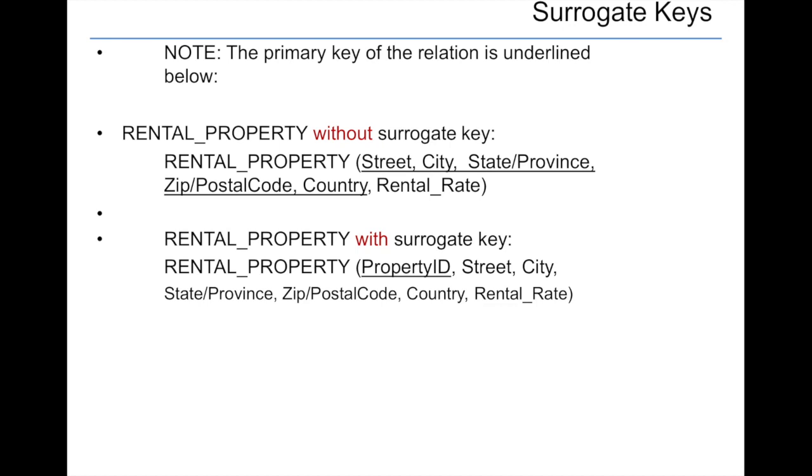Note the primary key of the relation is underlined below. So here's one without the surrogate key, this first point. The rental property without a surrogate key is basically using the address as the primary key. And then in the next one, we have a rental property with a surrogate key, and there they just assigned a property ID.